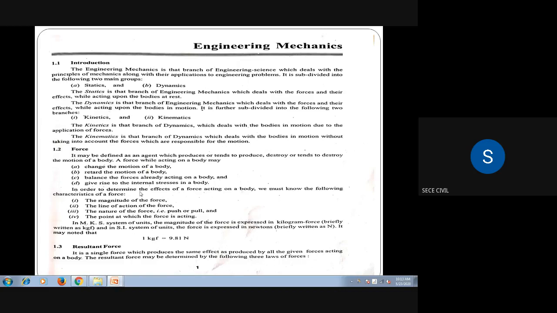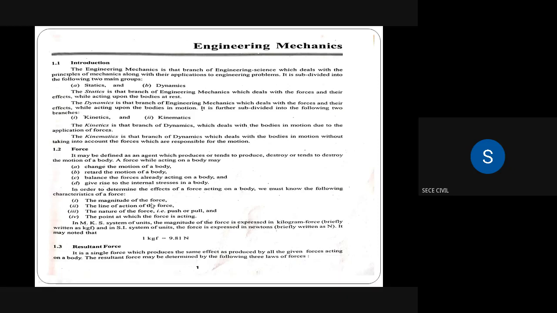In order to determine the effects of a force acting on a body, we must know the following characteristics of the force. So what are the characteristics of force? First, the magnitude of the force. Each and every force has a different magnitude, and each and every person can give their own magnitude. So magnitude of the force is the first characteristic. Second, the line of action of the force, that is, the direction in which the force is acting.